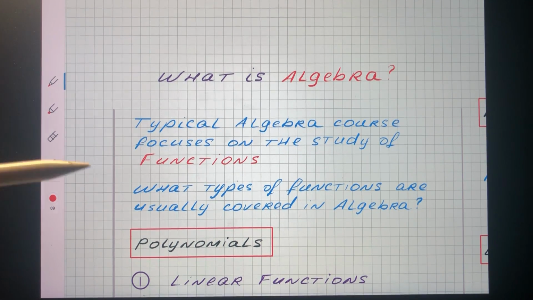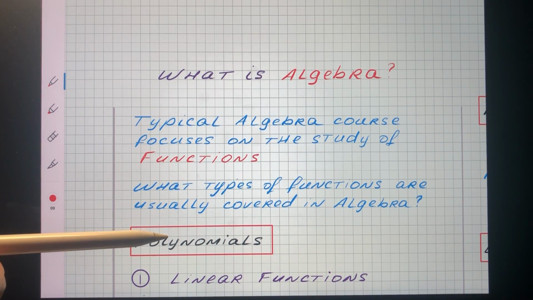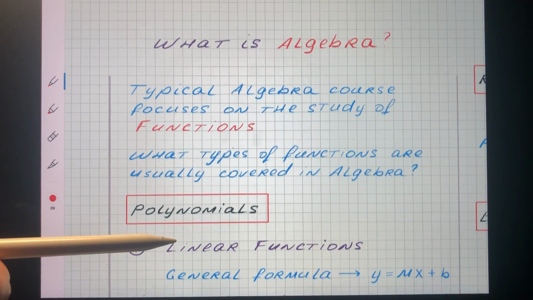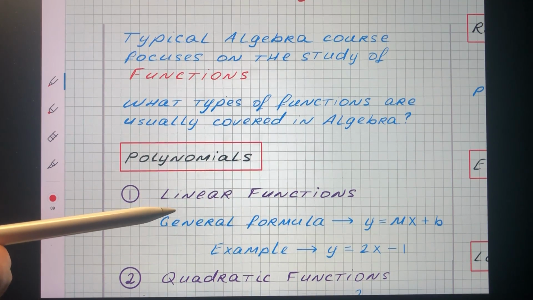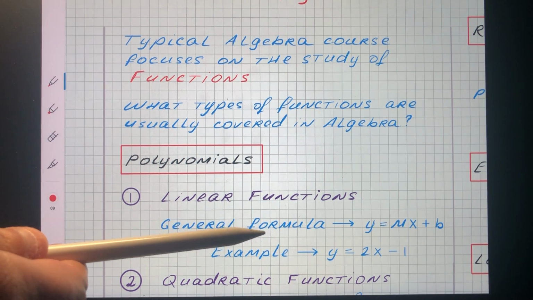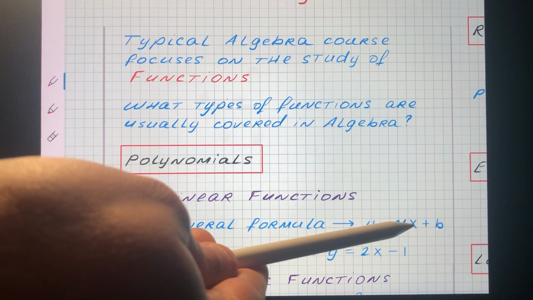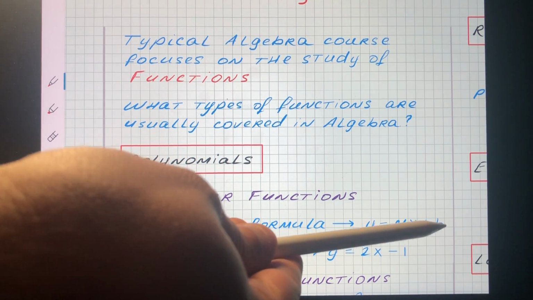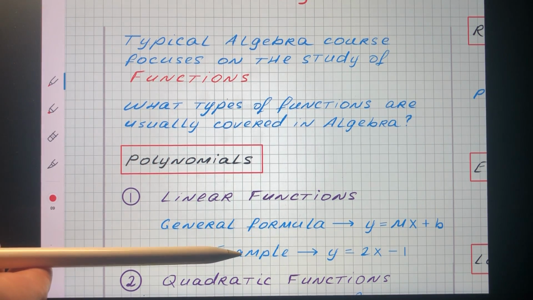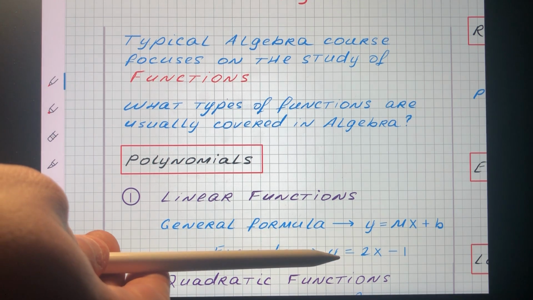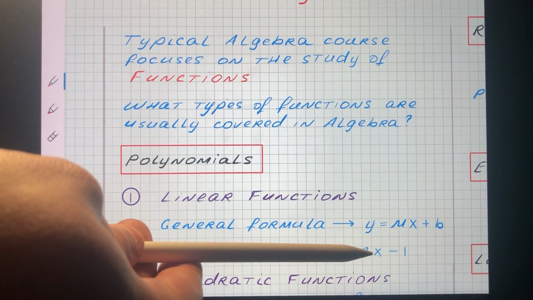The first one is called polynomials, and we begin the study of polynomials with the study of linear functions. Linear functions make straight lines. The general formula for a linear function is y equals some number times x plus some other number without the x. An example of a linear function is y equals 2x minus 1.